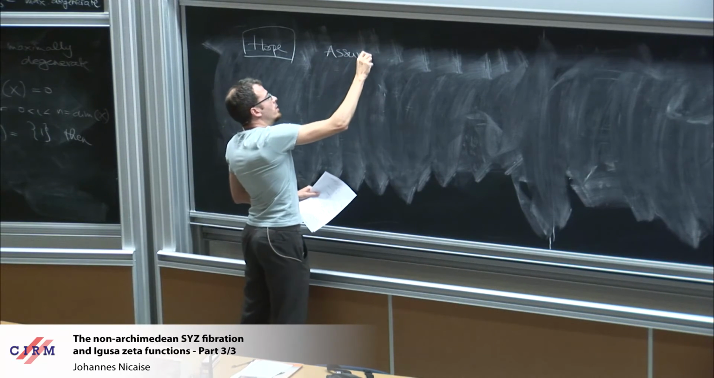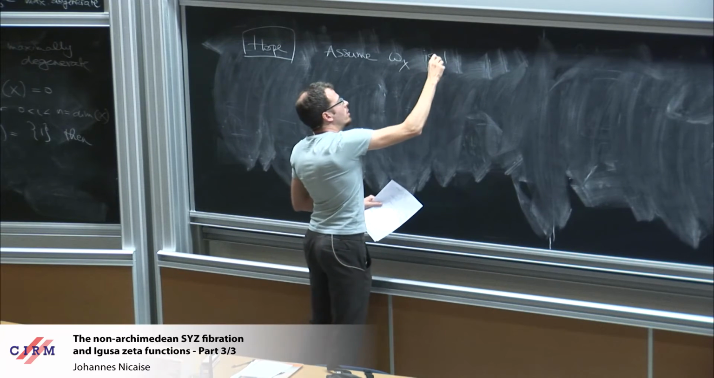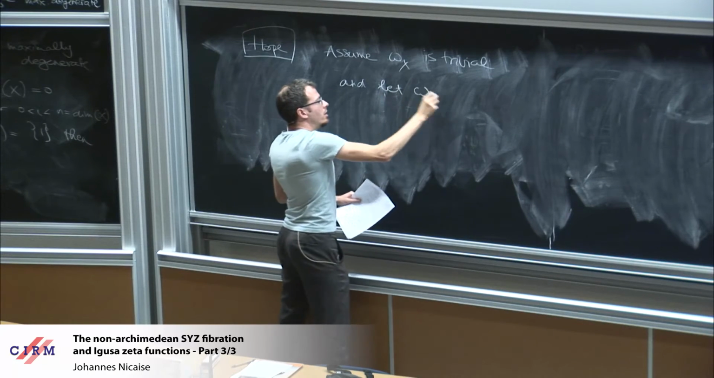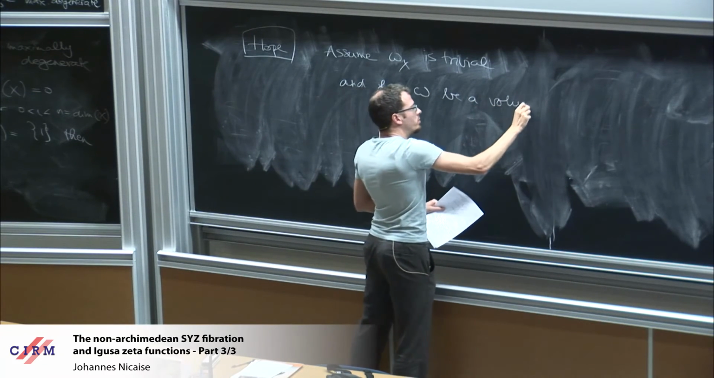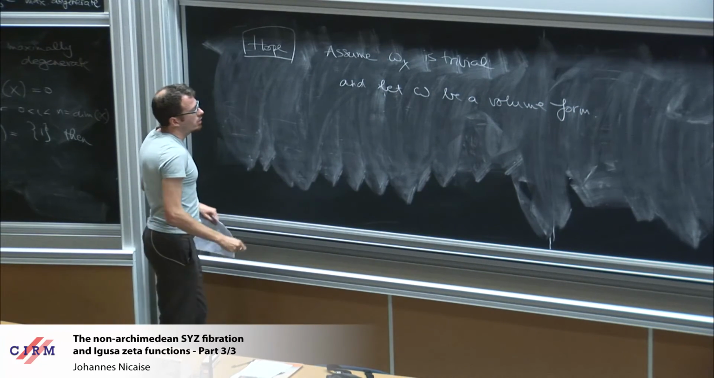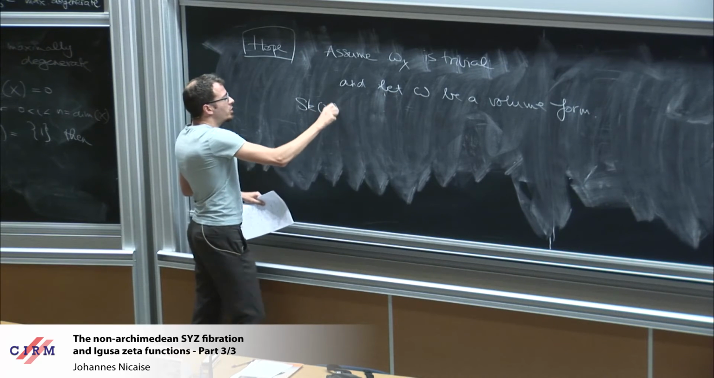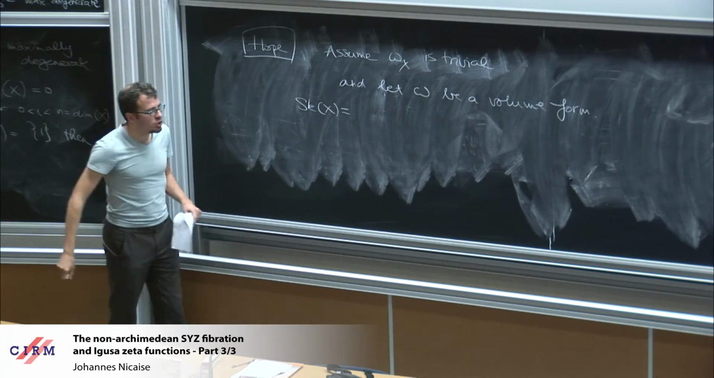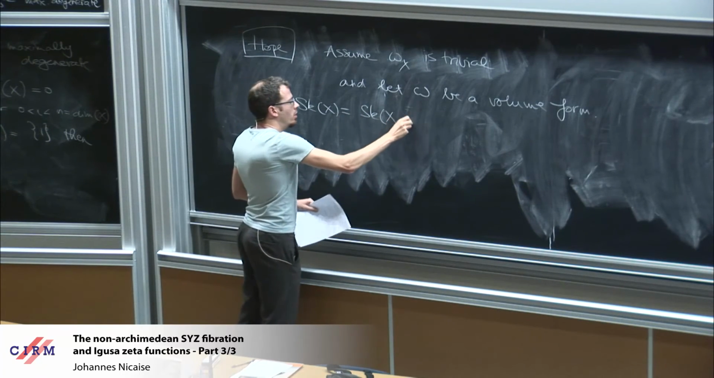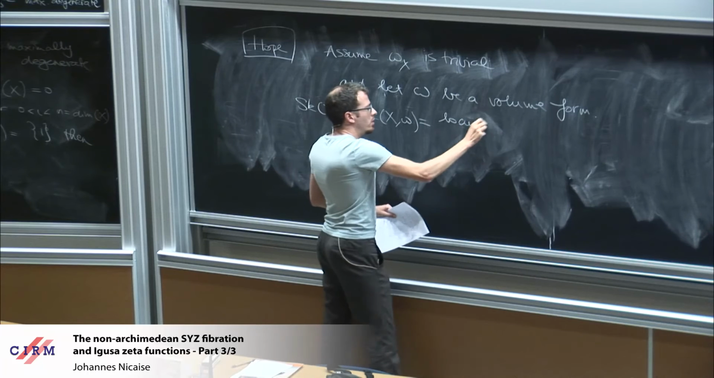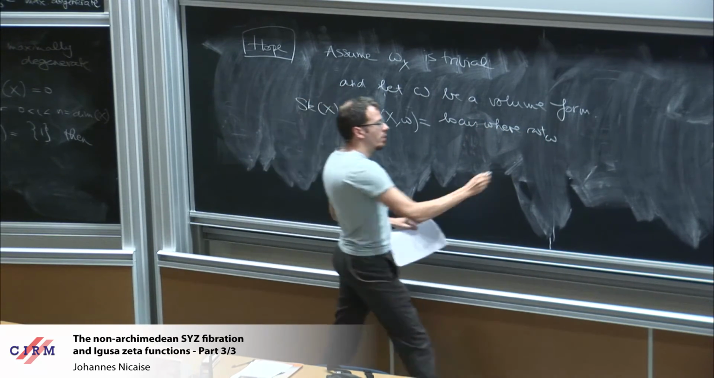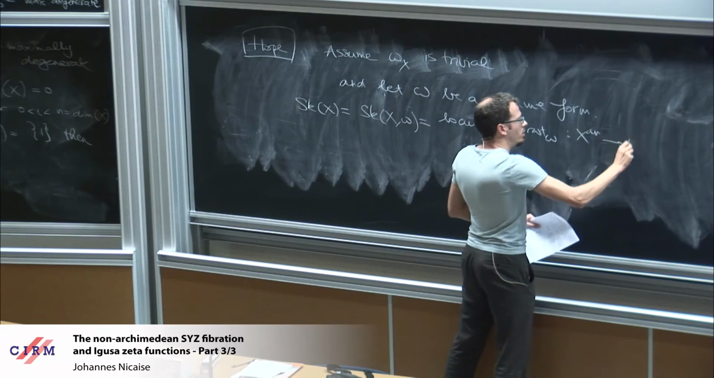Assume that omega X is trivial, and let omega be a volume form. In this case, it's easy to see that in order to compute the essential skeleton, you just have to check for the form omega. In other words, this is the locus where the weight function attached to omega reaches its minimal value.